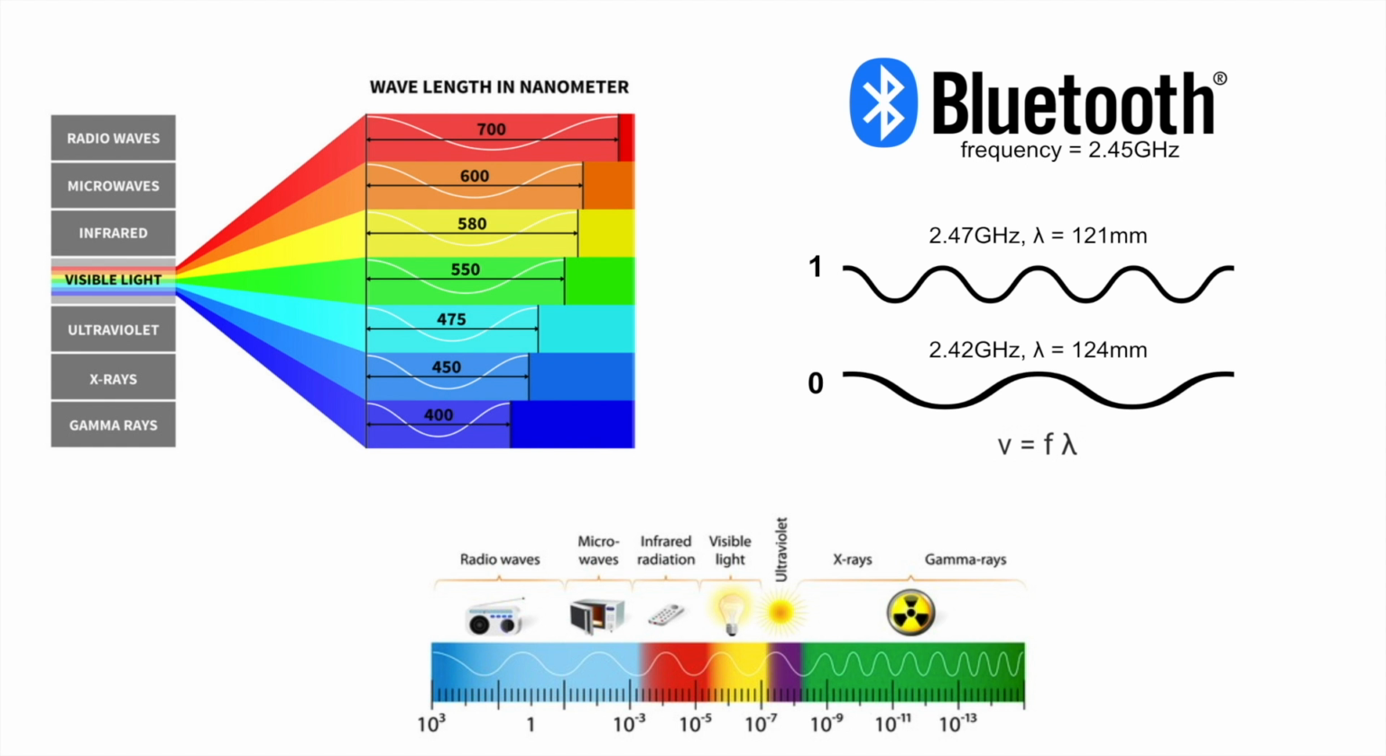Yet how? Similar to how we observe that visible red light with a wavelength of 700 nanometers and green light with a wavelength of 540 nanometers can be seen, Bluetooth uses a wavelength of 121 millimeters to transmit a binary 1 and 124 millimeters to transmit a binary 0. The information about the audio signal is contained in these ones and zeros. These wavelengths correspond to frequencies of 2.47 GHz and 2.42 GHz respectively, according to the formula v equals f lambda, which indicates that Bluetooth uses radio waves.